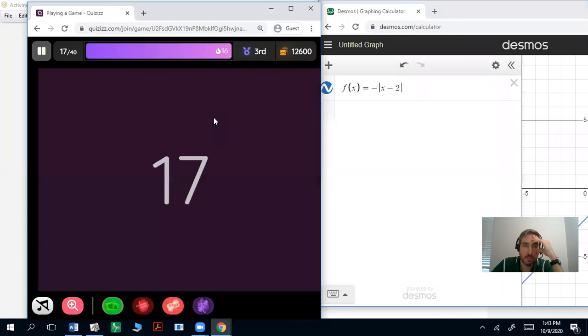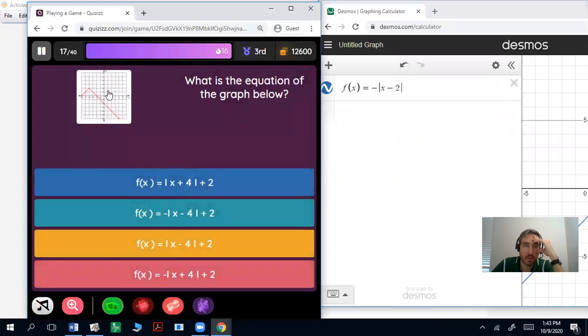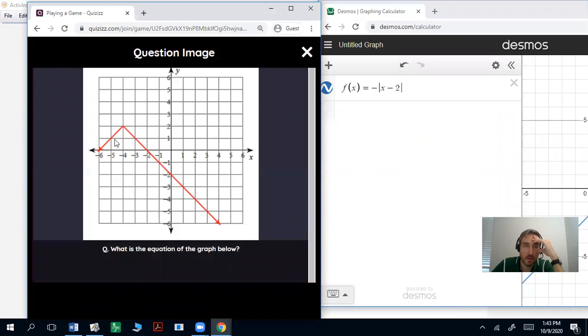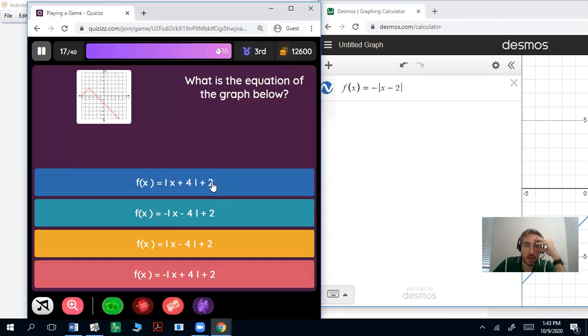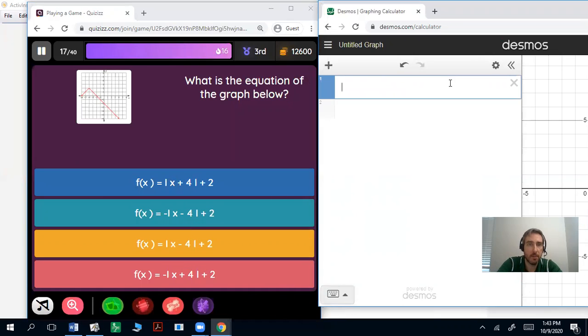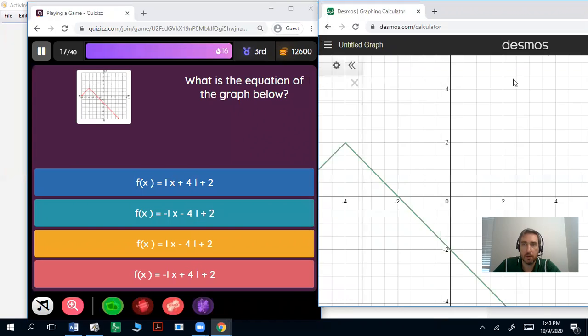All right, what is the equation of the graph below? Another graph there. This one's going left 4 and up 2, so it'll be x plus 4 in the absolute value, and then plus 2 on the outside. It is still being reflected, so it's going to have the plus 4 and the plus 2, but a negative. We'll verify. And there you go right there.